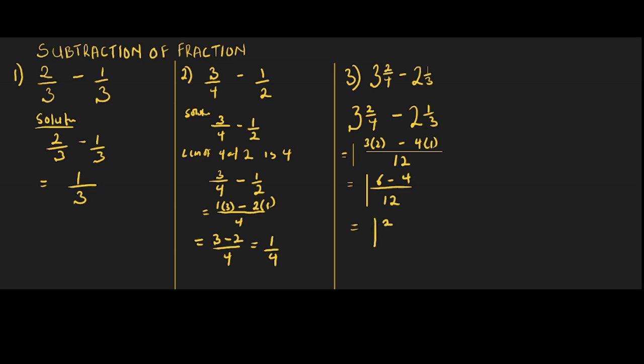6 minus 4, 2 over 12. That means we can also have this as 1. 2 and 12 have a common factor, which is 2. This can be 1 over 6. So the answer can be 1 whole number, 1 over 6. So the subtraction of these two fractions will give us 1 whole number, 1 over 6, or 1 whole number, 2 over 12.